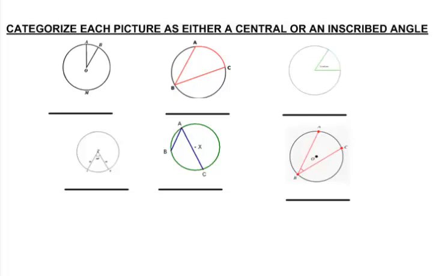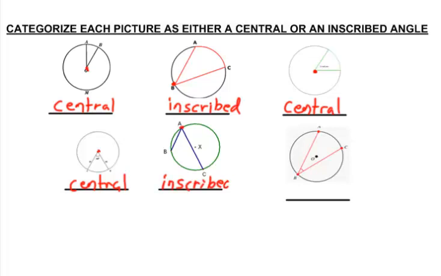Okay, we're back. Let's just follow along and check. The first one here is a central angle. The vertex is at the center. The second one, the vertex is on the circle. That is an inscribed angle. Number 3, vertex is at the center. That's a central angle. Down here, it's at the center. It is a central angle. Next one, on the circle, therefore we call that an inscribed angle. And the last one, vertex is on the circle, that's an inscribed angle.